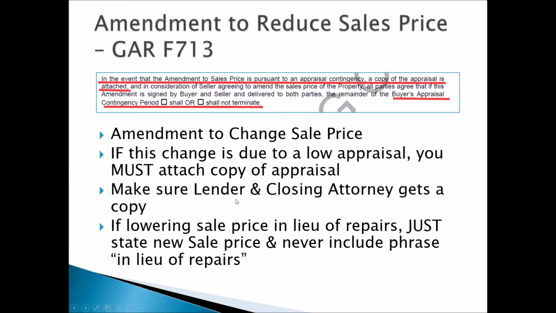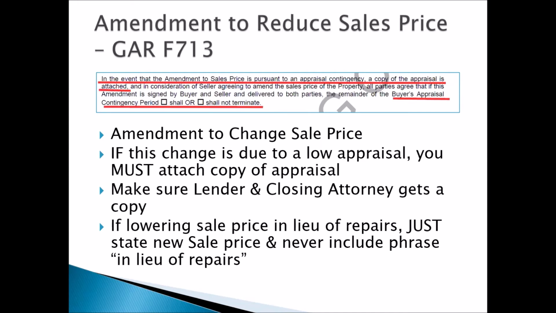terminates or not. Another point of practice, if you are lowering the sale price, you can lower the sale price also just on a general amendment. But if you are lowering the sale price in lieu of repairs, just do an amendment stating the new sale price. You never want to put in lieu of repairs. Lenders do not like that, and that is going to send warning flags to the lender and the appraiser. So you just want to negotiate for the new sale price and never put in lieu of repairs. Now, agents can present that amendment to the other agent in their email. They can put in lieu of repairs, but you really don't want that on the amendment.